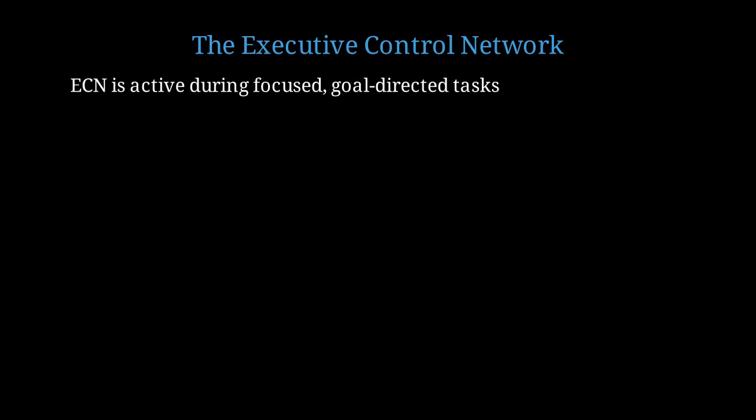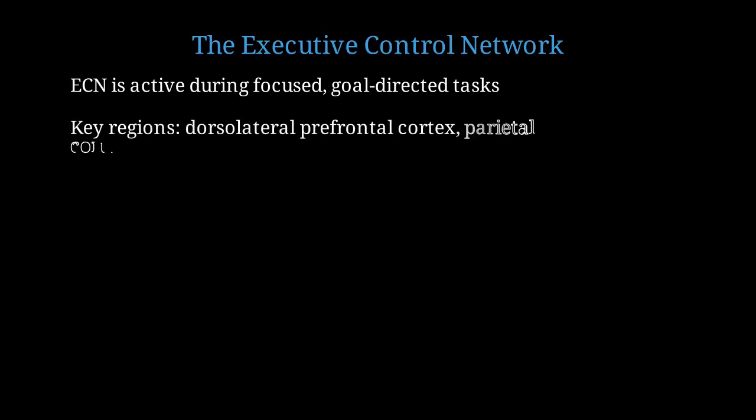Now let's examine the executive control network, or ECN. This network is essentially the opposite of the default mode network in many ways. The executive control network activates when you engage in focused, goal-directed cognitive tasks. It's what allows you to concentrate and solve problems systematically. Key regions include the dorsolateral prefrontal cortex and the posterior parietal cortex. These areas coordinate attention and working memory.